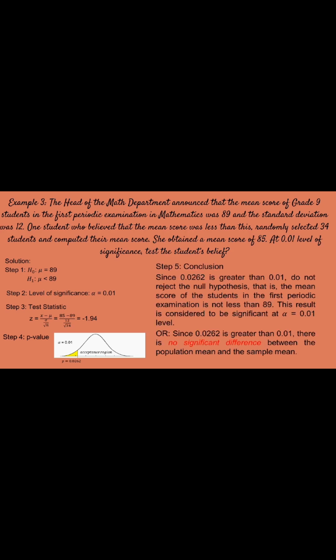And for step 5, draw a conclusion. Since p-value 0.0262 is greater than the level of significance 0.01, do not reject the null hypothesis. That is, the mean score of the students in the first periodic examination is not less than 89. This result is not considered to be significant at alpha is equal to 0.01 level, or since 0.0262 is greater than 0.01, there is no significant difference between the population mean and the sample mean.